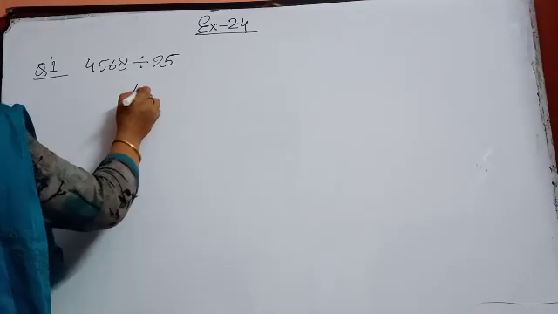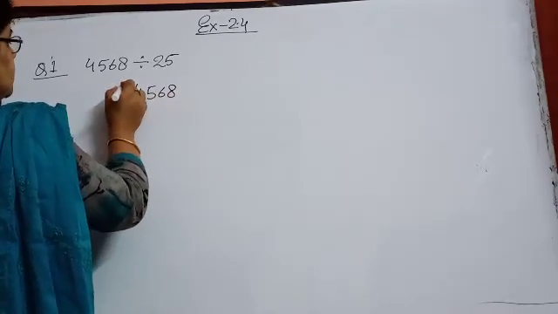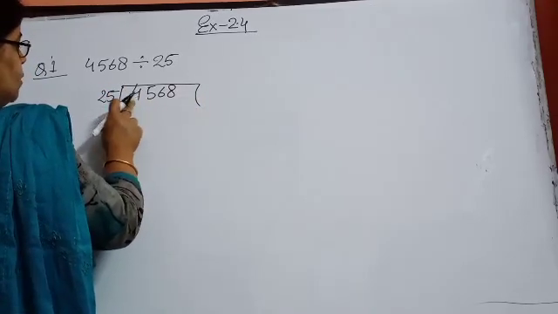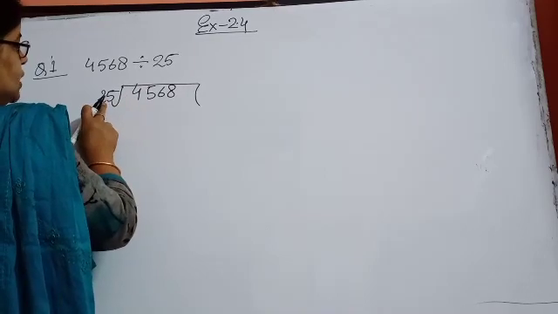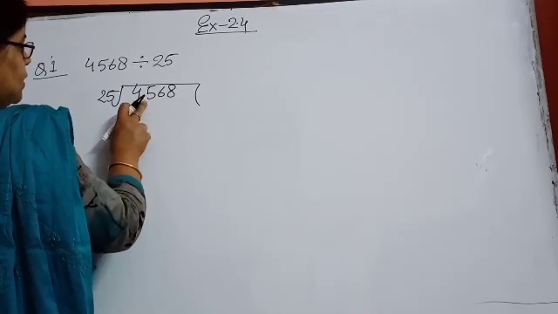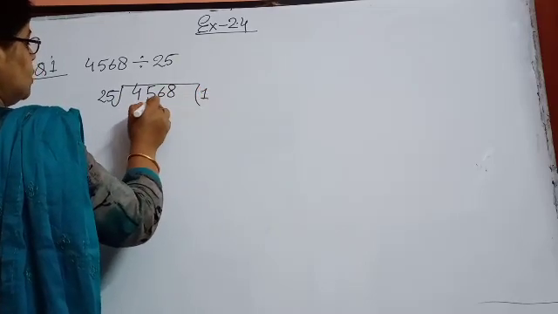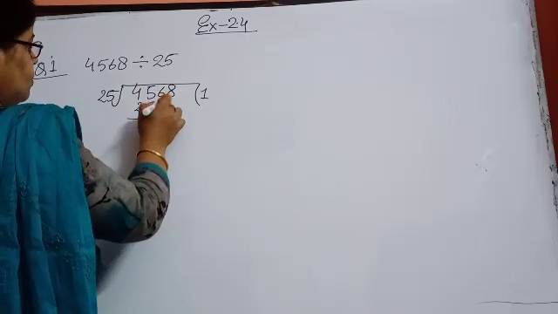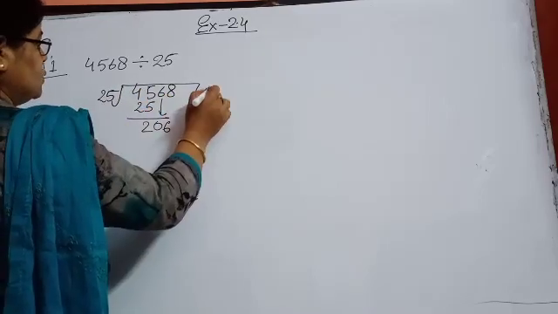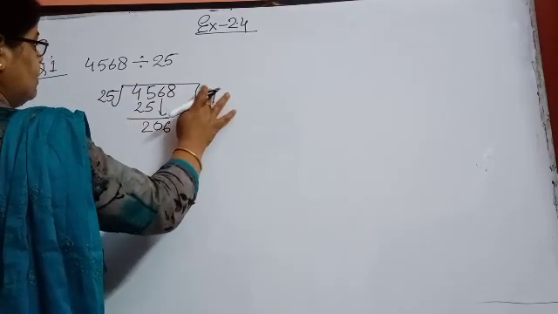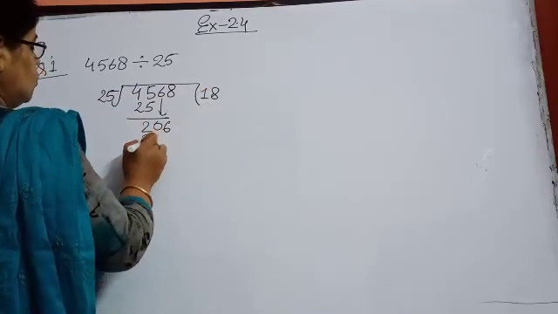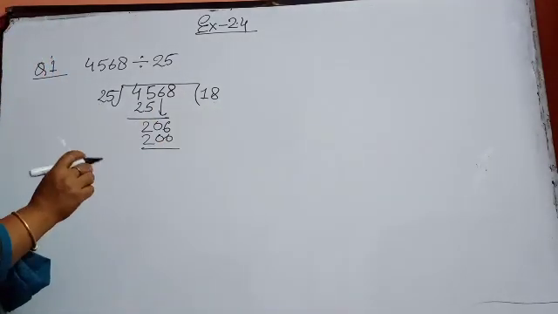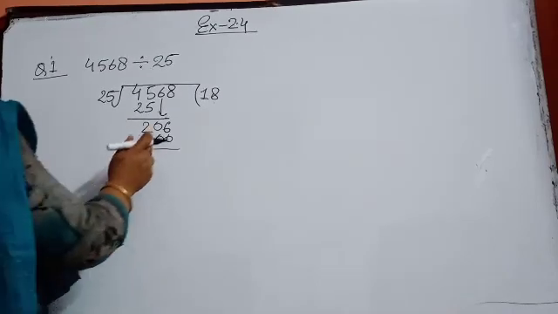See that, now 4568 divided by 25. 4 is less than 25, so division is not possible. So which number will we select? 45. 25 ones are 25, 25 twos are 50, that will be greater. 45 minus 25 is 20. Now bring down 6. 25 eights are 200. If you have any problem, just make a table on the right-hand side of the number by which we are dividing. In this way it will be easy for you to do.